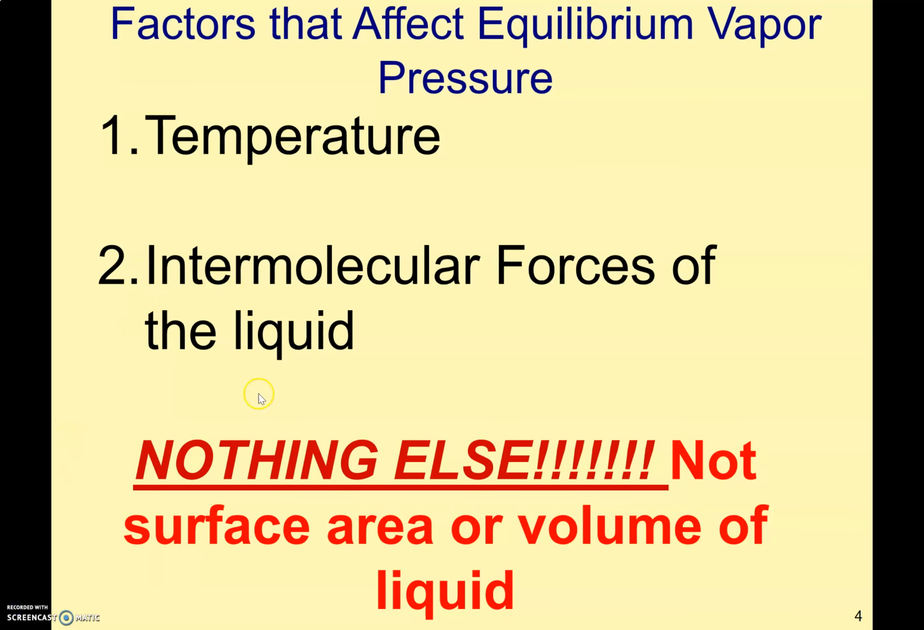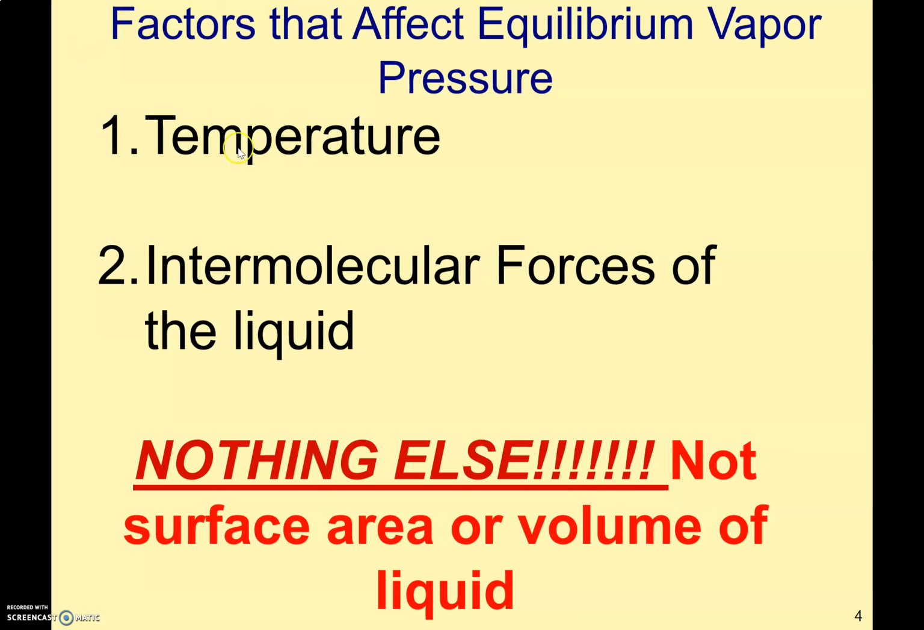Now, the AP exam loves conceptual questions like this, especially on the multiple choice. They want to discuss factors that affect the equilibrium vapor pressure. And there are only two factors that affect equilibrium vapor pressure: the temperature of the liquid and the intermolecular forces of the liquid. Nothing else, not the surface area or the volume of the liquid or the amount of the volume in there, affect the equilibrium vapor pressure.